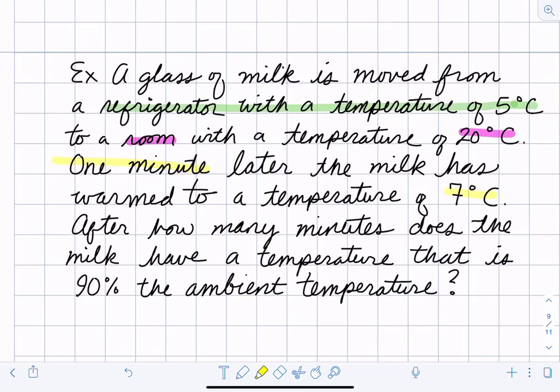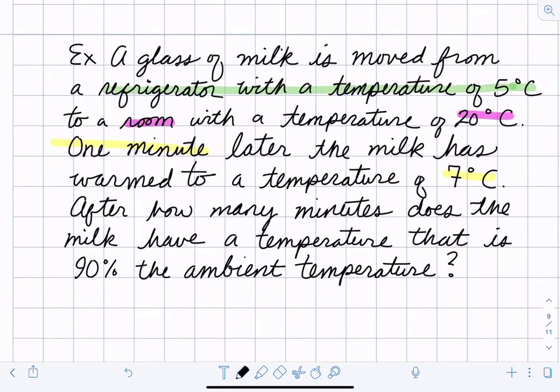Okay, so obviously what we're going to want to be looking for is we need to know a moment of time for our solution, and specifically we want to know the time at which the milk reaches 90% of our ambient temperature. So we need to know what t value makes P of t, the temperature of our milk, equal to 90% of the ambient temperature. And the ambient temperature for this problem would be the temperature of the room.